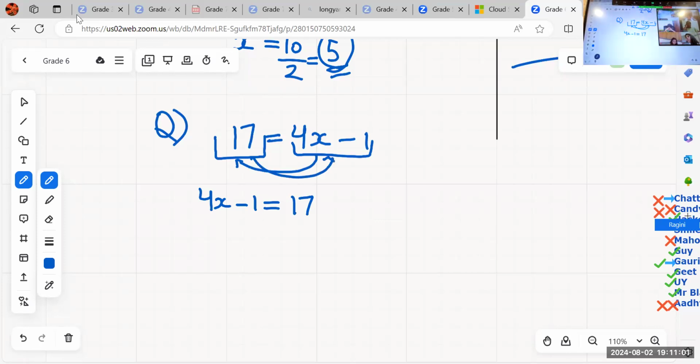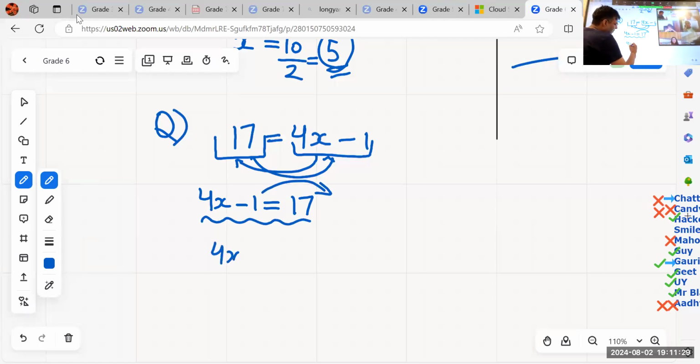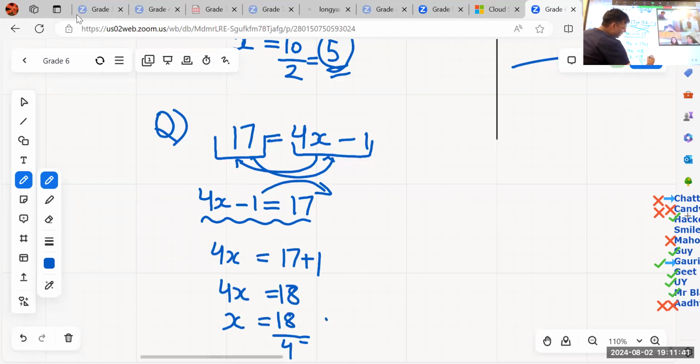You have to think of that as a weighing balance. When one side of your weighing balance has weights and the other side has vegetables or fruits, if you shift the fruits to the other side or the weights to the other side, nothing will change in the quantity. Same thing I have done here, I have just shifted the sides. Now I will shift 1 to the left side. So 4x will be equal to 17 plus 1, which is 18. So 4x equals 18, and x is equal to 18 divided by 4, which is equal to 9 by 2.